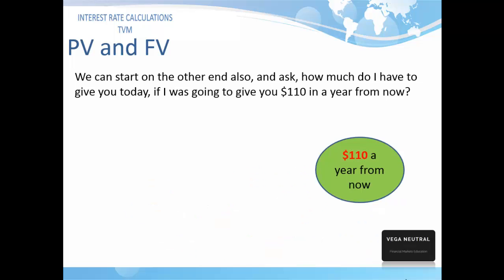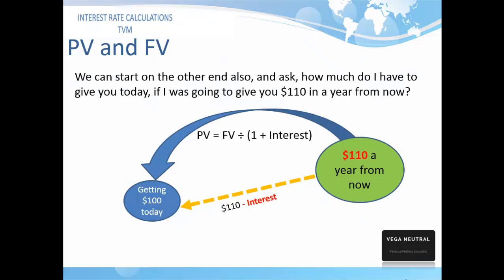We could also start on the other end and say, what if I was going to receive $110 a year from now? And what amount today equates for an equal value? So in this instance, we'll take 110 less the effect of what the interest would have earned over the period. And that'll bring us back to $100 today. The formula looks like this. Future value divided by 1 plus the interest rate.